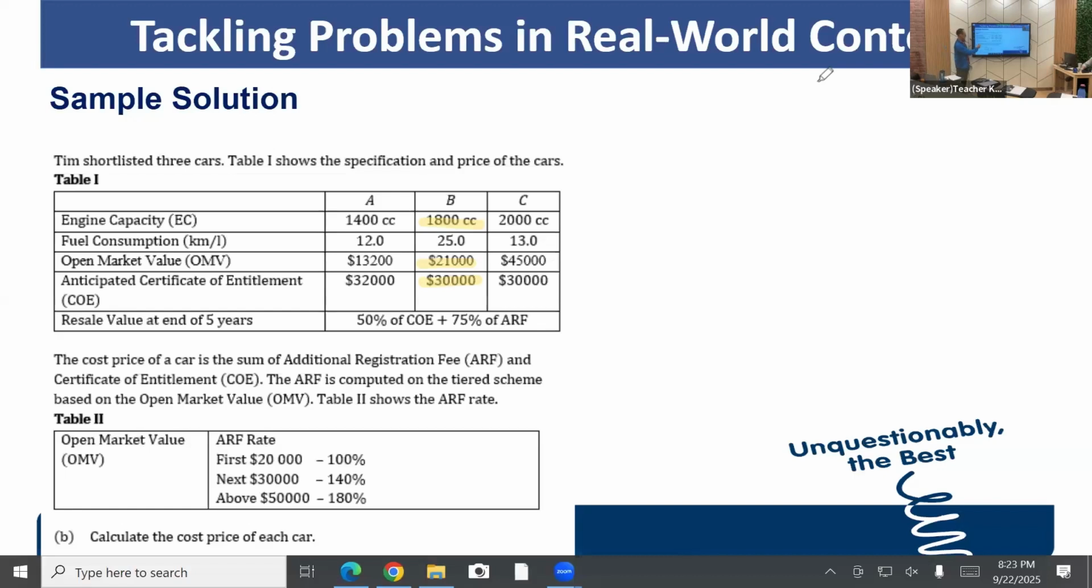Okay, so mentioned here, cost price is the sum of the, this is the key thing that you need to be careful. Wait, let me just change my color a bit. So cost price is the sum of the additional registration fee, which is the ARF, all right? And then also the COE. Let me just erase this a bit and underline this. This ARF and the COE, right? And the ARF is computed based on the tiered scheme of the open market value, which is given here as such. So for the first 20,000, you will have 100% of it. And then the next 30,000 is 140%. So how would you find out the cost price for car B? What do you think?